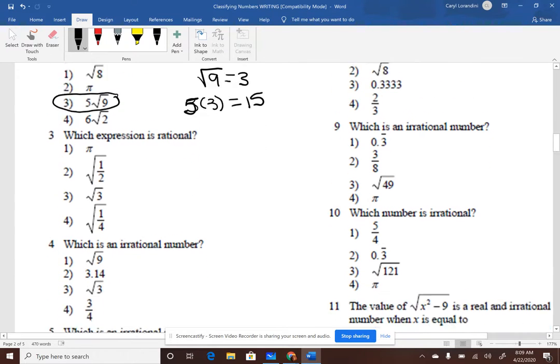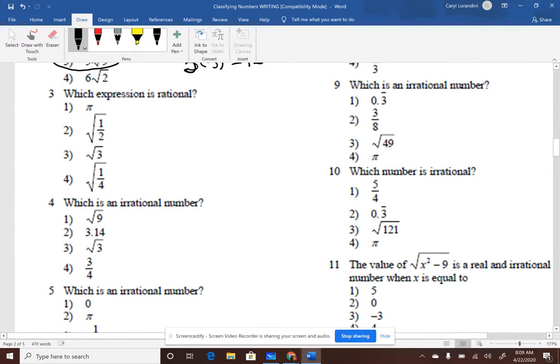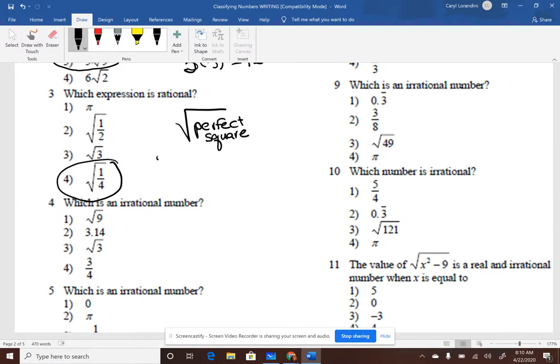Which number is rational? Same idea. Now that's when you want to look for anything that is a perfect square. If you find the square root of a perfect square, it's going to be an integer. That's why it's going to be choice 4, because the square root of 1 is 1 and the square root of 4 is 2, which makes that the fraction 1/2.